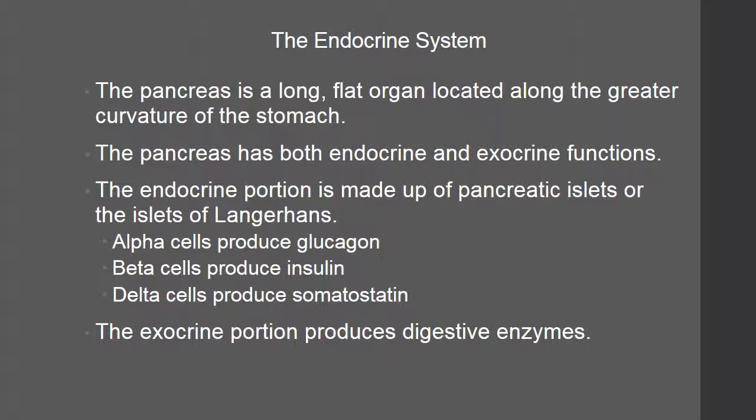That's not fair. Anyway, there are three major types of cells in the islets of Langerhans. There are alpha cells, which produce glucagon. Beta cells produce insulin. And delta cells produce somatostatin. The exocrine portion, which we talked about before, produces things down a tube into a free surface, produces digestive enzymes. Digestive enzymes are produced in the pancreas. They are then secreted into the small intestine where they help with the digestion of food. So remember alpha, beta, delta cells and which hormones they produce.